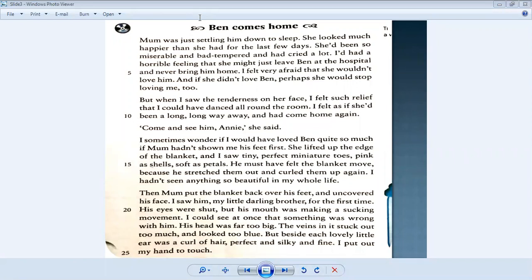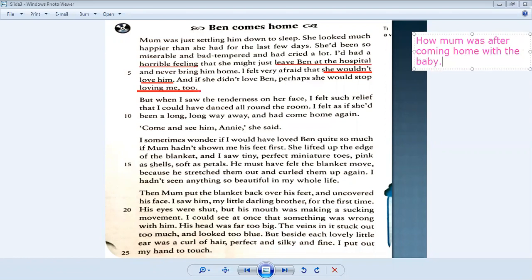From each story, we're going to take the highlight points. For example, "I had been feeling horrible, feeling that she might leave Ben at the hospital, never bring him home. I felt very afraid that she wouldn't love him as well, and wouldn't stop loving me too." So the first part of the story was about how Mom was after the baby, and Anna's anxious feeling about their mother.